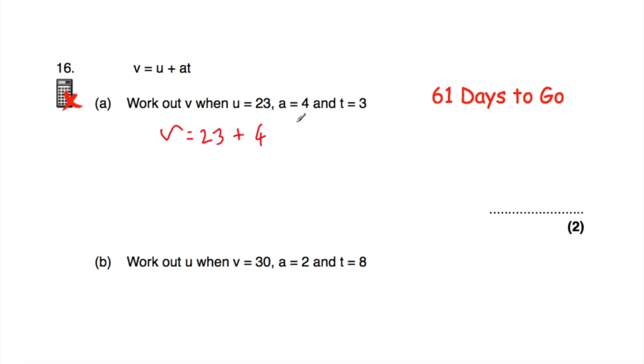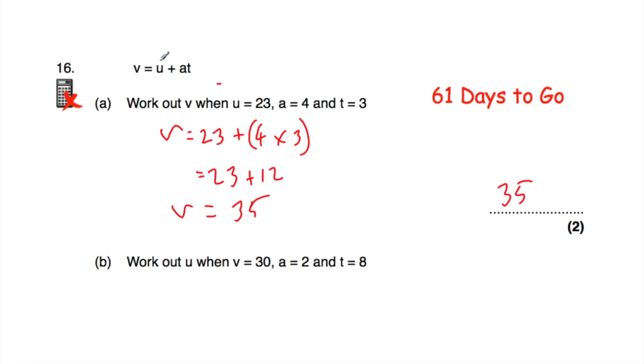A is 4 and T is 3, so 4 times 3. And I was going to put that in brackets. And now let's just work this out. We're going to do a multiplication first. Remember our order of operations, we have to multiply. We actually didn't need the brackets there. I could just do 4 times 3 is 12. Or we can put it in brackets and do 12. So then we've got 23 plus 12, and 23 plus 12 is equal to 35. So V is equal to 35.